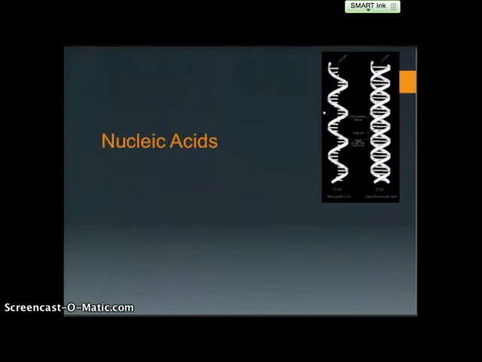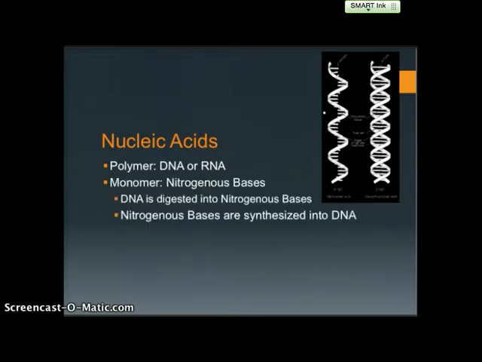The final carbon compound are called nucleic acids. Nucleic acids, the polymer, is either DNA or RNA. The monomer are nitrogenous bases, so we say DNA is digested into nitrogenous bases, or nitrogenous bases are synthesized into DNA. The purpose of nucleic acids are to make up our genetic code.